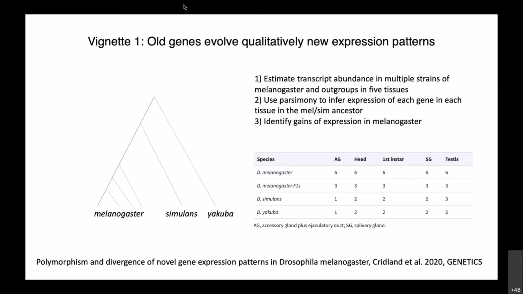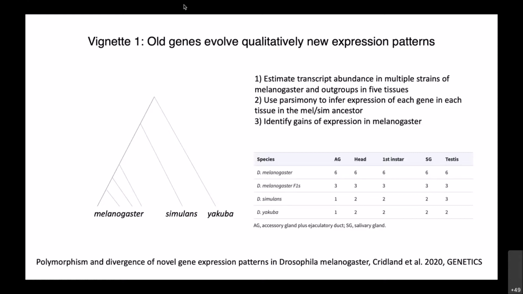We estimate transcript abundance using RNA-seq in different tissues in this collection of genotypes. And then because these are very closely related species and evolution isn't extraordinarily rapid, we can use parsimony to reliably infer where the gene is expressed in the mel-sim common ancestor. And having done that through the use of the outgroups, we can then identify the gains of expression that have occurred in the lineage leading to melanogaster.